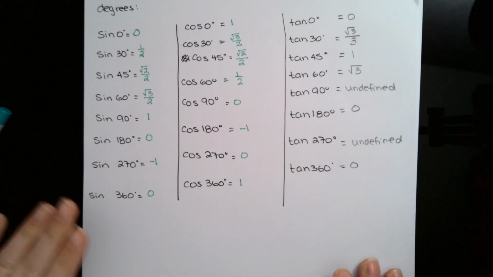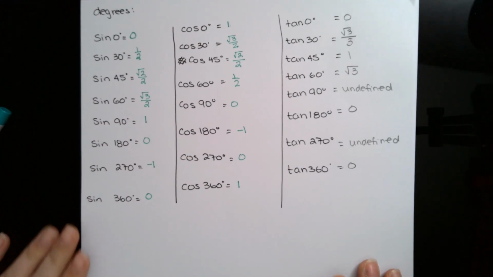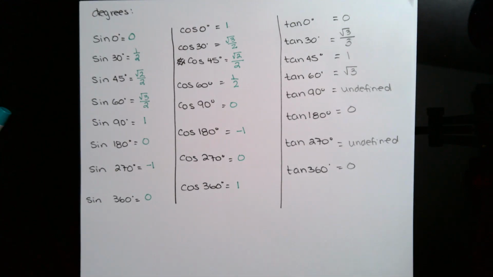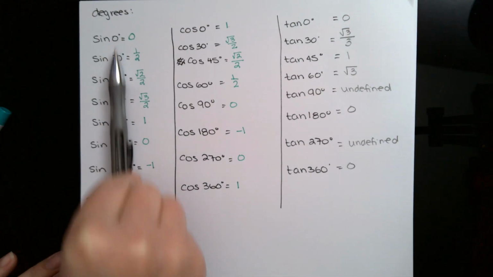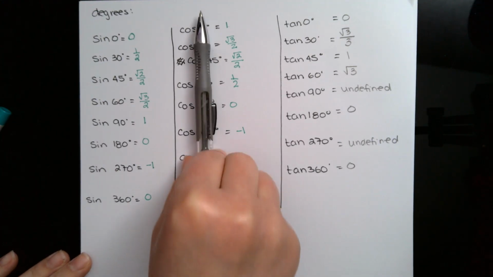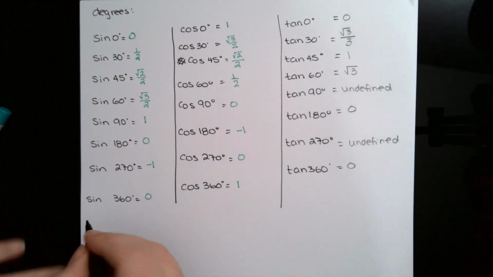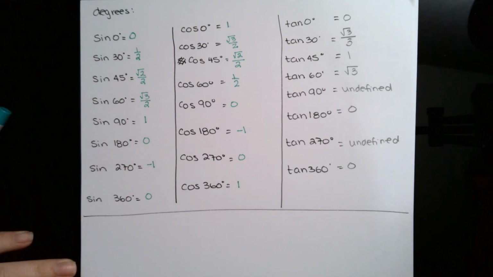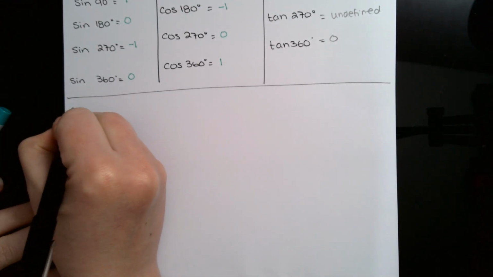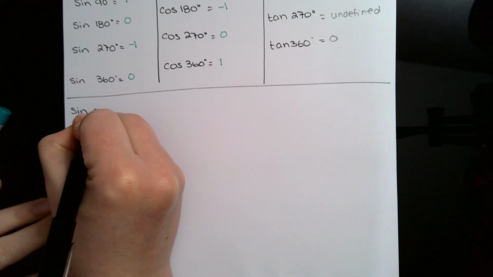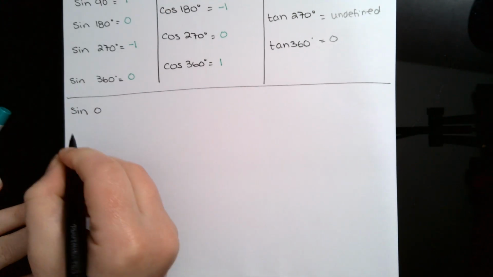Now, not only do you need to have all of these values memorized, you also need to have the radians memorized. Now, the values are exactly the same. The only thing I'm going to be changing is these degrees will now be in radians. Let's separate this out. We have sine of 0 radians, okay? So no degrees here, don't put degrees.